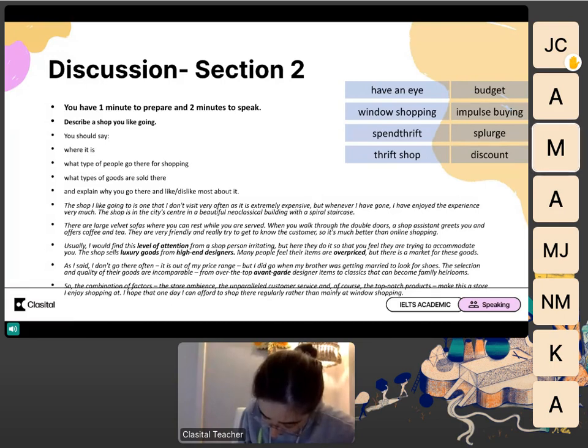I go to this shop depending on how much I go to this mall. I usually visit this mall 2 to 3 times a month. And I really like it because of the different clothes that you can find there.